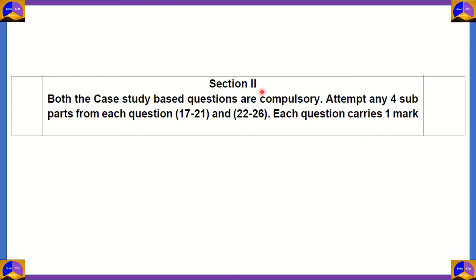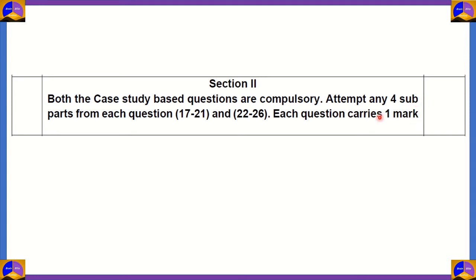This is section 2. So the sample paper released by CBSE has a unique section called section 2, and in this section we have 2 case study based questions, and both of these questions are compulsory. You need to attend any 4 of the 5 subparts for both the questions, and each of these questions carries 1 mark. So you get a total of 8 marks in this section.